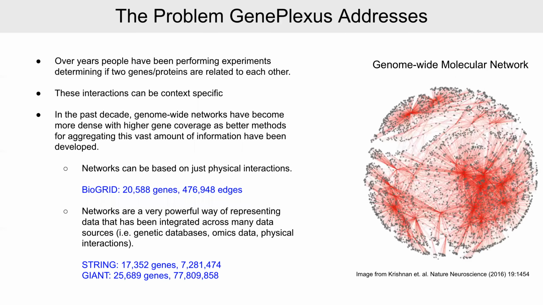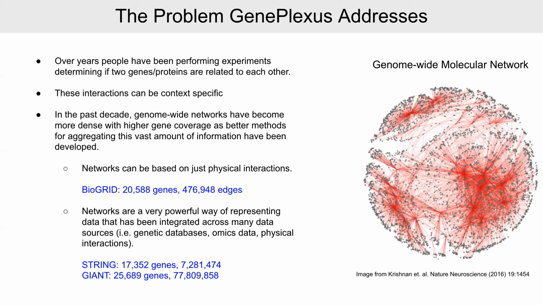So there's another branch of computational gene classification, which relies on networks. Over the years, many people have been performing experiments trying to determine if genes or proteins are related to each other, and these interactions can be context specific. In the past decade, lots of work has gone into making these genome-wide networks with high gene coverage and pretty dense edge coverage too.